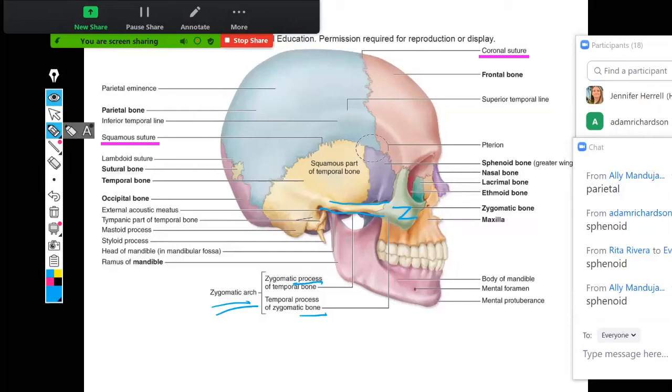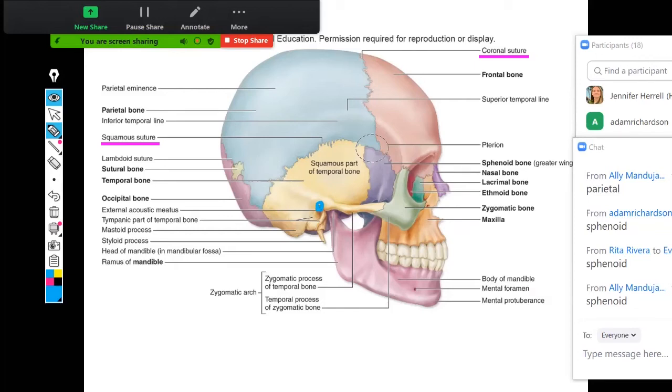Okay. Other features of the temporal bone. Here we have that ear hole again. That is the external acoustic meatus, or the external auditory meatus, the ear hole. Right there, big, easy to see.